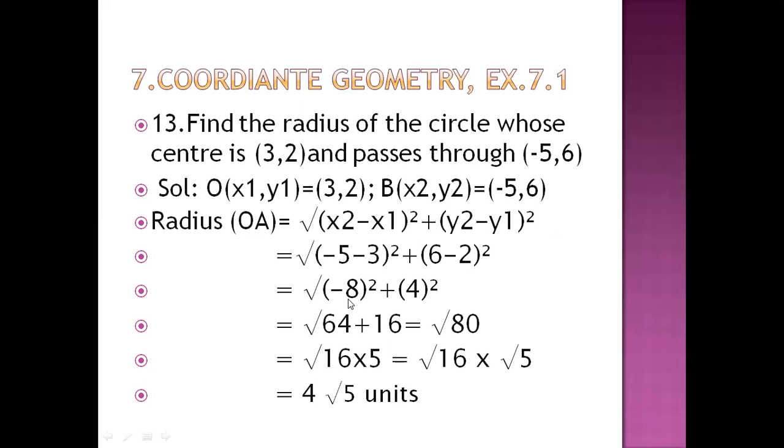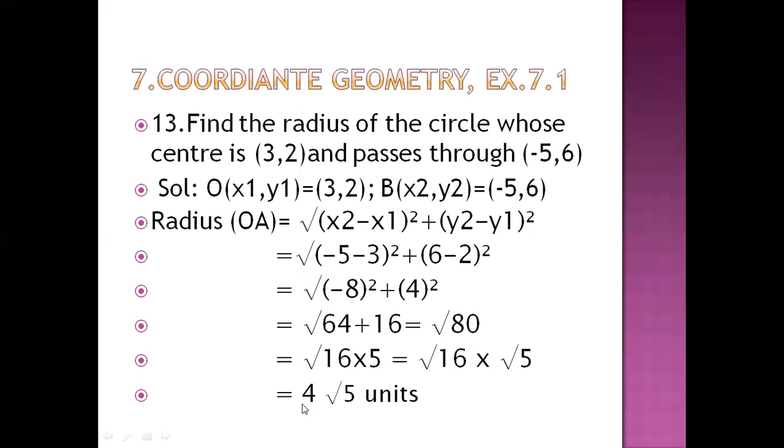Minus 5 minus 3 is minus 8, so minus 8 whole square, and 6 minus 2 is 4, so 4 square. Minus 8 whole square is minus into minus plus, and 8 8s are 64, plus 4 4s are 16. 64 plus 16 is root 80. We can convert this root 80 into a mixed radical, so we can write 80 as 16 into 5. 16 5s are 80. So separate root 16 and root 5, because root of a into b can be written as root a into root b.